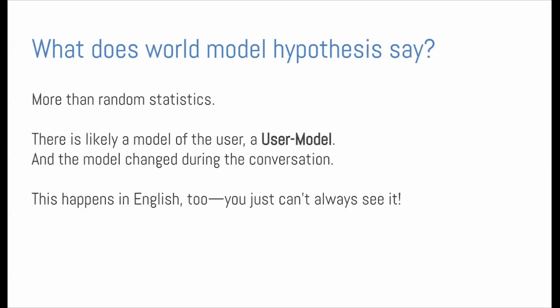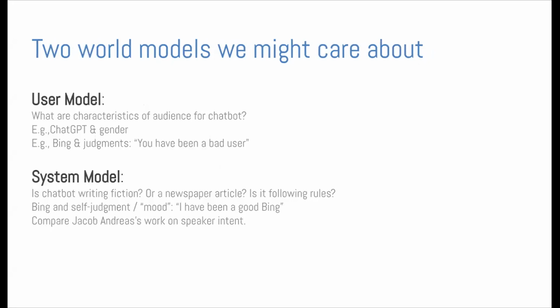So this gives us an interesting idea. The model of the user might be one of these things that we want to measure, like we would put on the dashboard of our car, if this were a car. There's another thing that we might want to measure, which is a model of the system itself. For example, is the chatbot in a kind of fiction writing mode? Like, does it think it's the author of a novel? Is it in rule following mode? How certain is it? It's kind of interesting.